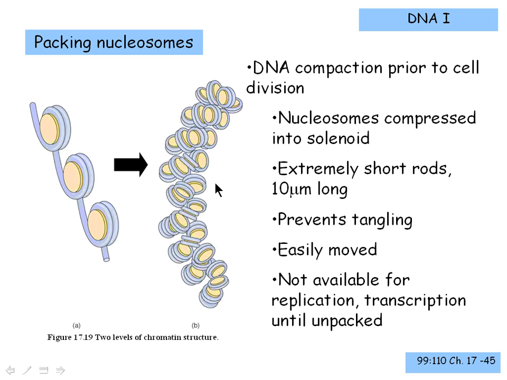And again, it prevents the tangling of the DNA and prevents anything else from happening to the DNA that we don't want to happen. And since they're so small, they're easily moved around the cell. As I'm sure we've all seen during mitosis, we want these nucleosomes to be moved easily. However, since it's so compact, it's not available for replication or transcription until it's unpacked. But this is good because during mitosis, when cells are dividing, we don't want anything to be transcribed or translated into proteins.